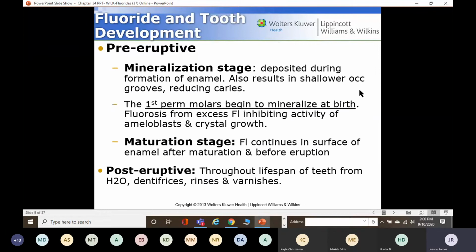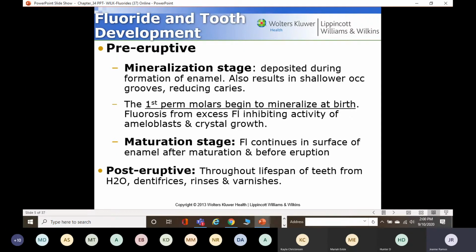So fluoride in tooth development: there's a pre-eruptive stage, the mineralization stage, deposited during formation of the enamel, also resulting in shallower occlusal grooves and reducing caries. This is the pre-eruptive. The first permanent molars begin to mineralize at birth, and so the fluorosis from excess fluoride inhibits activity of ameloblasts and crystal growth.